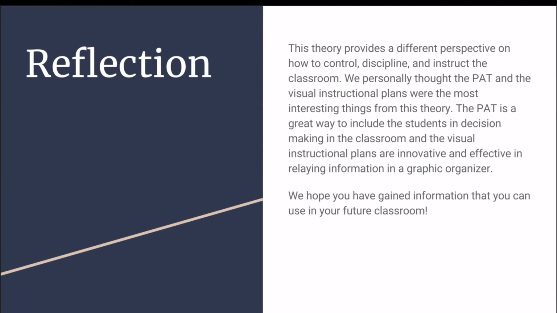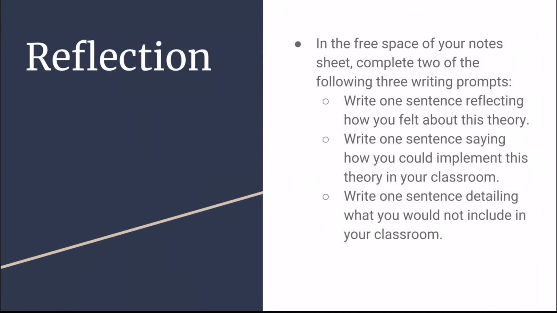We hope that Frederick Jones and his positive classroom instruction has provided some useful knowledge for your future classroom. As we close and reflect on this presentation, we would like you to also reflect. In the free space of your note sheet, please complete 2 of the following 3 writing prompts. Write 1 sentence reflecting how you felt about this theory, write 1 sentence saying how you could implement this theory in your classroom, or write 1 sentence detailing what you would not include in your classroom. Again, choose 2 of the 3 of these and please write it in the free space of your notes. At this time, you can pause the video and reflect on your notes, please.